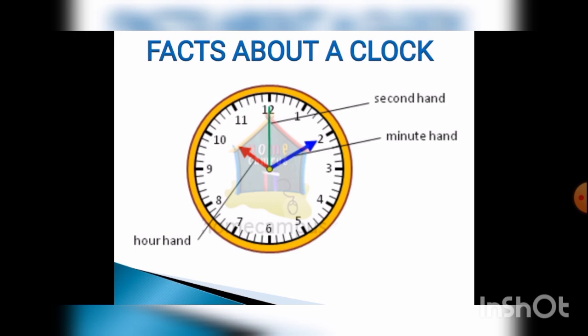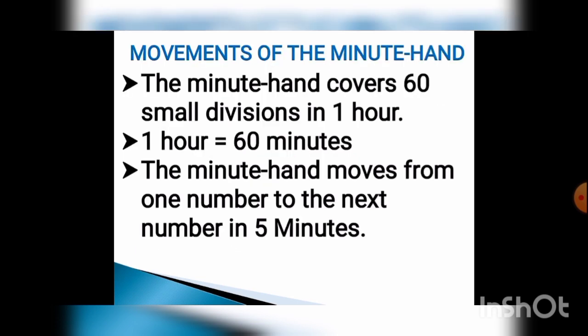So, the next: movement of the minute hand. The minute hand moves from one small division to the next small division in 1 minute. The minute hand goes once round the dial in 1 hour. So, the minute hand covers 60 small divisions in 1 hour. So, we can say that 1 hour is equal to 60 minutes. The minute hand moves from one number to the next number in 5 minutes.